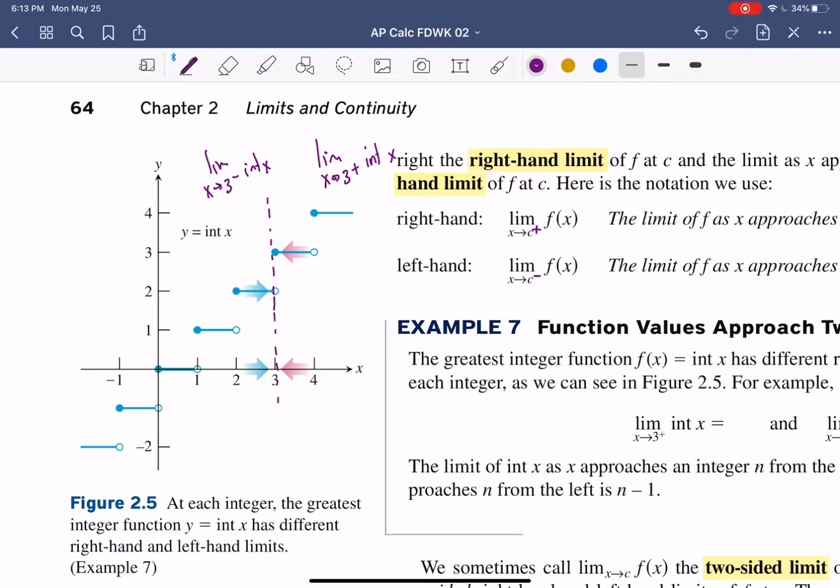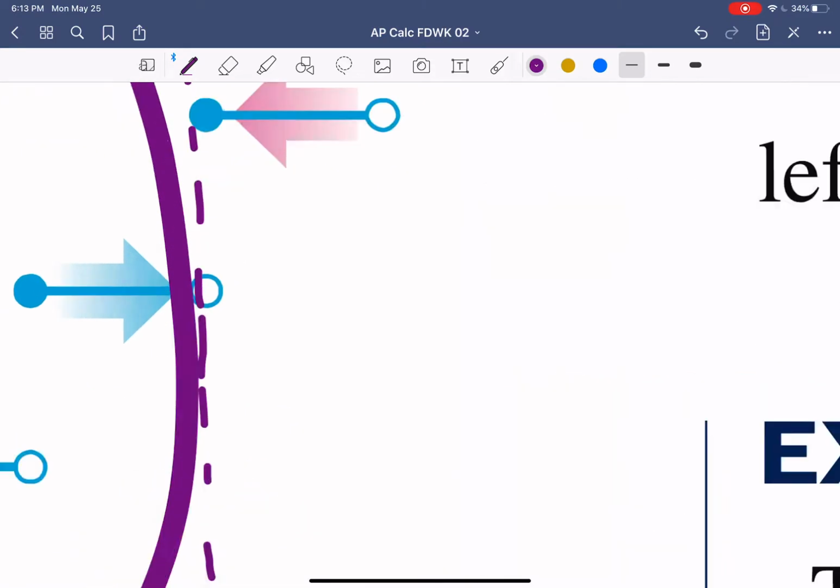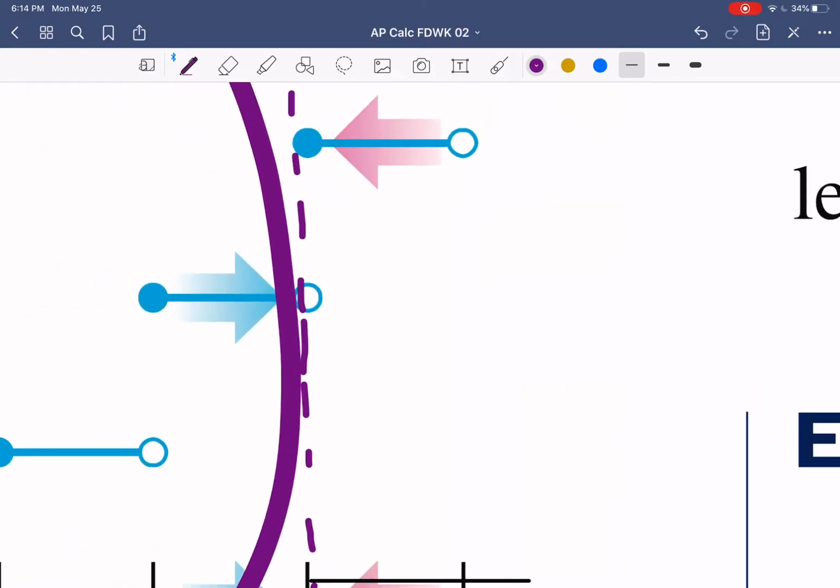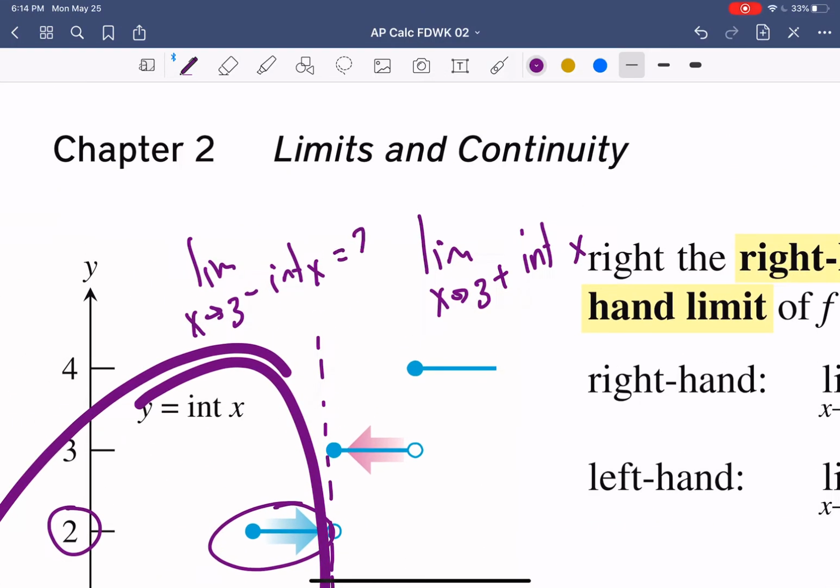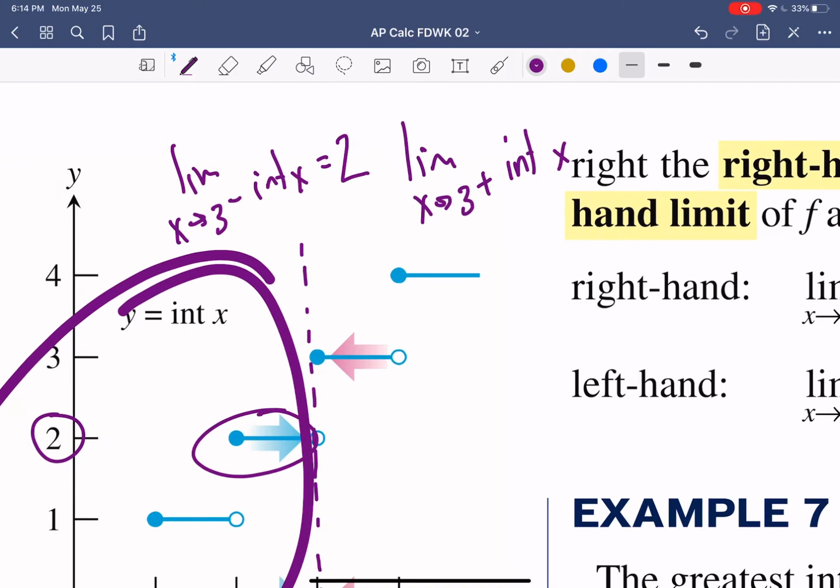If we look at the left-hand side of this graph, right, here's the left-hand side, we want to find the part of it that's the closest to our vertical line. So I can zoom in, zoom in, zoom in, right? And we're looking at this one right here. That is the closest to the vertical line. It's decimals away from x equal to 3. And if we find the value, right, it's equal to 2. So the limit on the left-hand side is equal to 2.